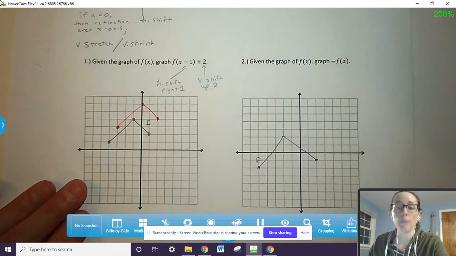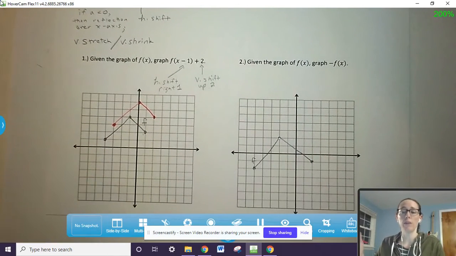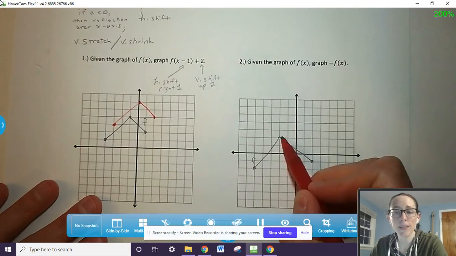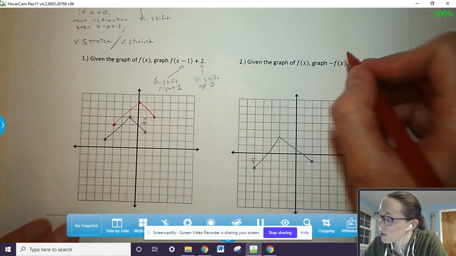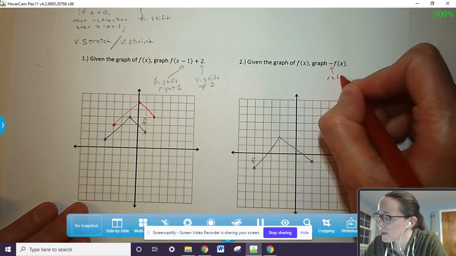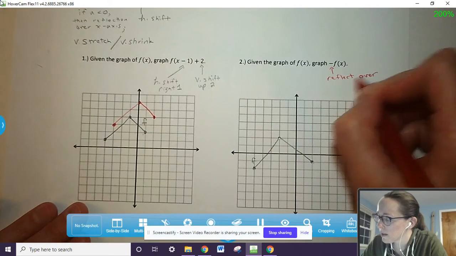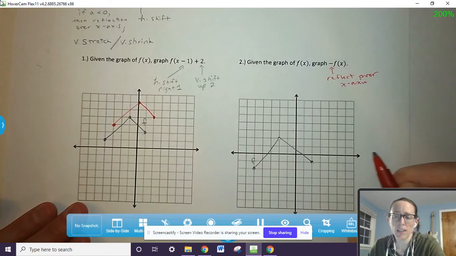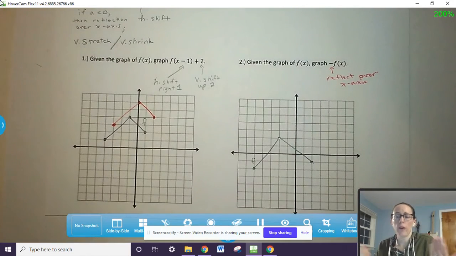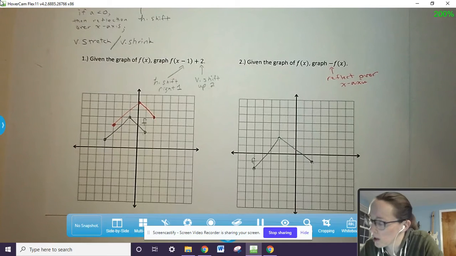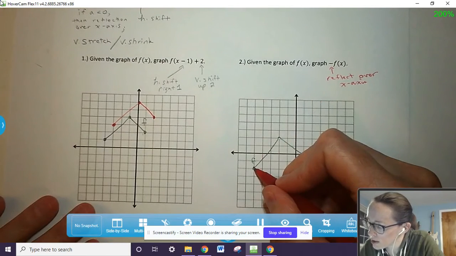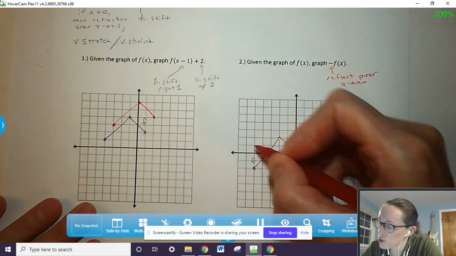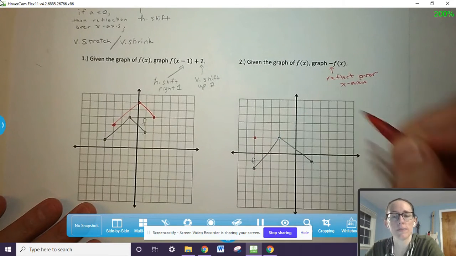Here's our next example. I made this one up. I just made up a graph. I decided to give it 3 distinct points connected by those segments. And what we want to do is reflect over the x-axis. So to reflect over the x-axis, we can count the number of units away from the x-axis. So if we look at this end point here, see it's 2 units below the x-axis. Its mirror image would be 2 units above the x-axis.